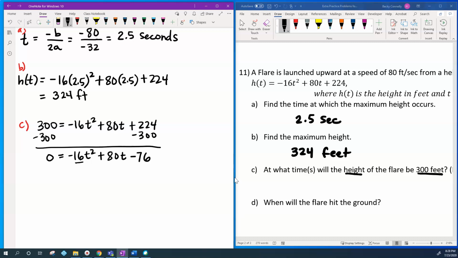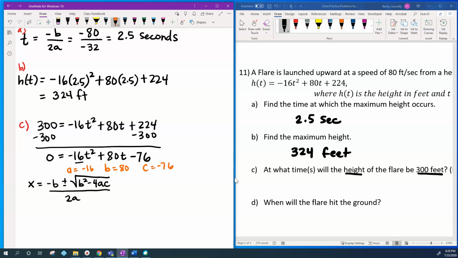So remember, the quadratic formula is x equals negative b plus or minus the square root of b squared minus 4ac, all over 2a. You've got to know this quadratic formula. It's going to come in handy a lot. And then make sure you see what your a, b, and c are. You can't pick out what your a, b, and c are unless everything's over on one side. Now that it is, you know that a is negative 16, b is 80, and c is negative 76.